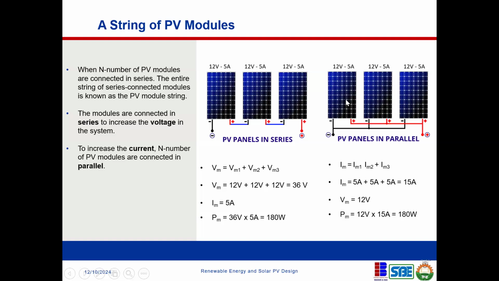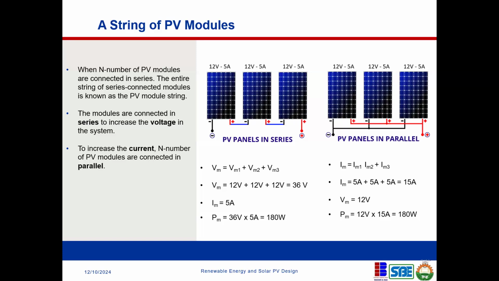Now let us look at the parallel configuration. When you connect them in parallel, what you're increasing is the current, not voltage. The voltage remains constant, but you're increasing the current if you connect them in parallel. So the current becomes the current of the first module plus the current of the second module plus the current of the third module. So 5 plus 5 plus 5 will give you 15, but the voltage remains constant. And when you multiply 12 times 15, you still get 180 watts. So whether you do series configuration or parallel configuration, it does not change the power of the output. The power of the output remains the same, but what changes is the output voltage and the output current.